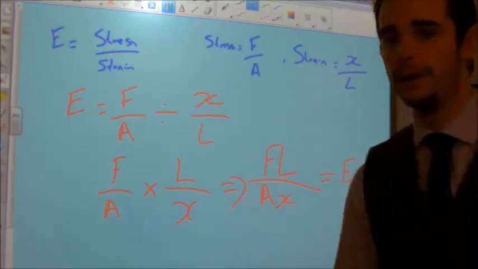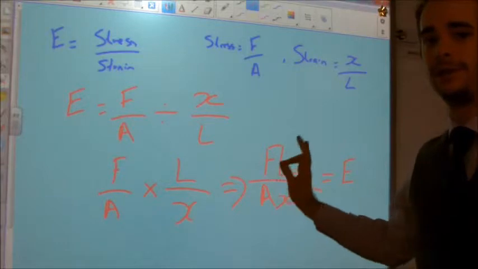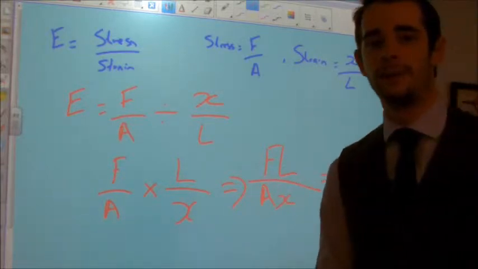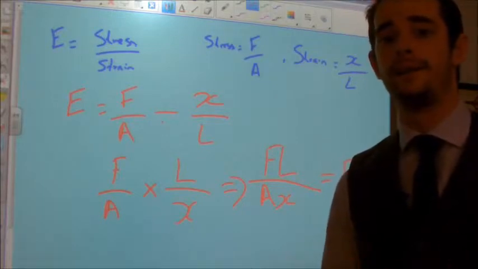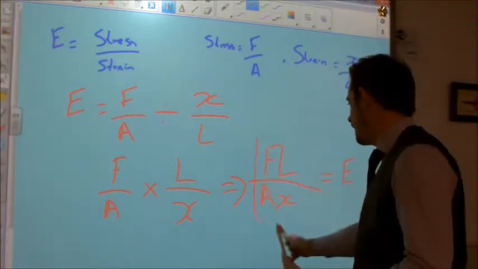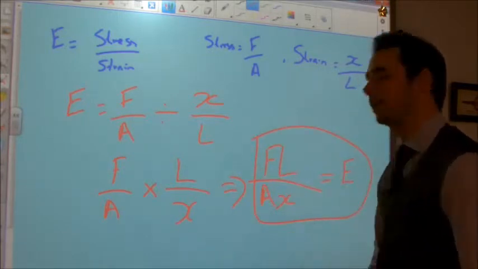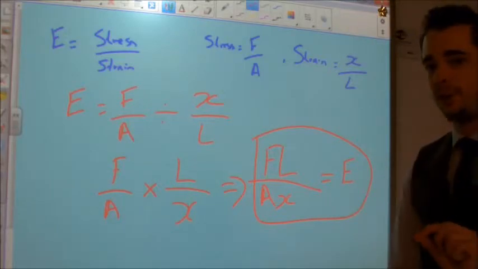Okay, hopefully that's what you had already. If you haven't quite got that down yet, pause the video, take a moment to copy it down, and make sure you fully understand how we've arrived at that final formula, which is FL divided by AX is equal to Young's modulus E. Pause the video, make sure you've got that.